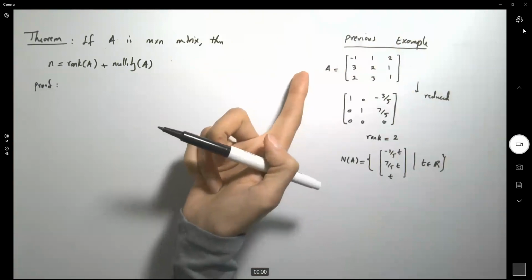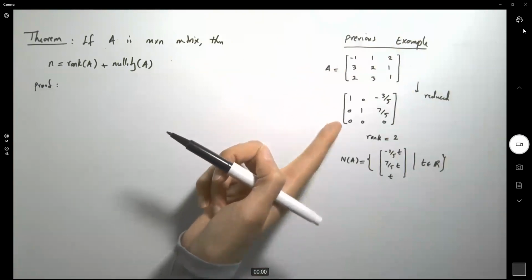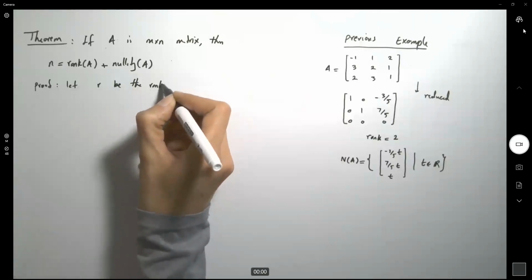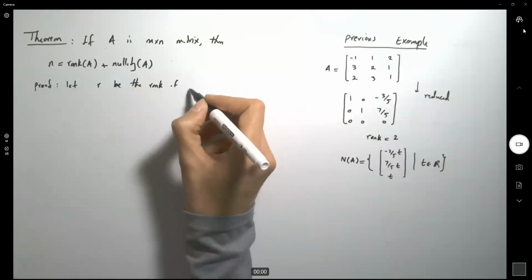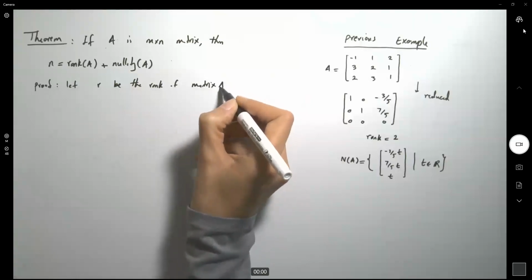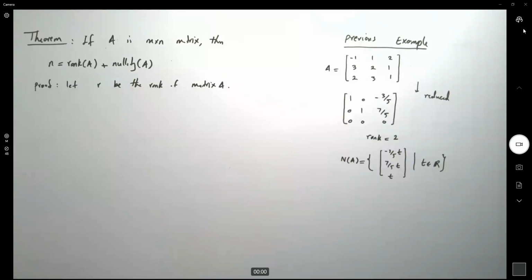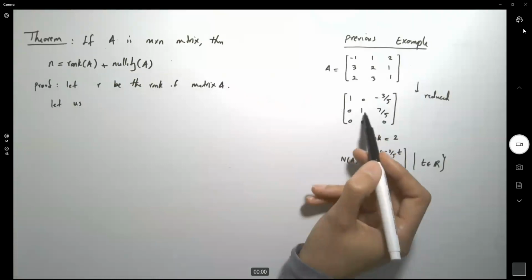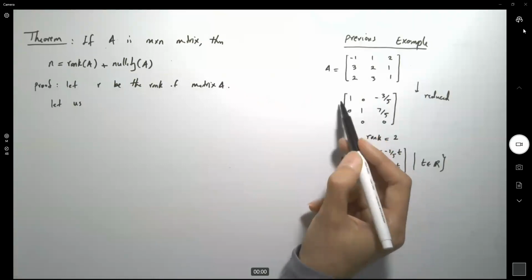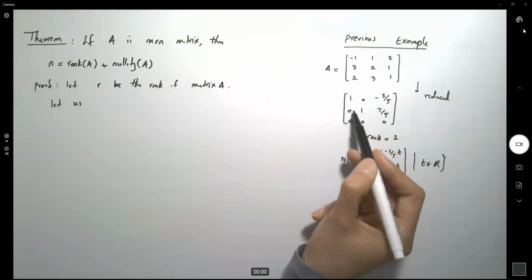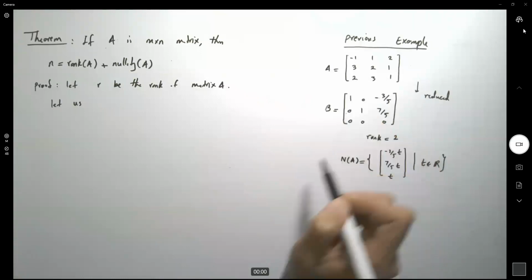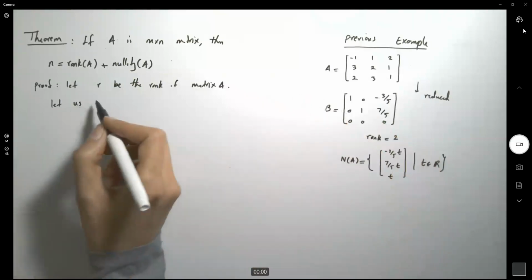So as you remember, we reduced this matrix to find the rank. Let r be the rank of matrix A. Without loss of generality, assume we have the identity matrix created on the upper left side of matrix B. It's called matrix B, which is the reduced form of matrix A.